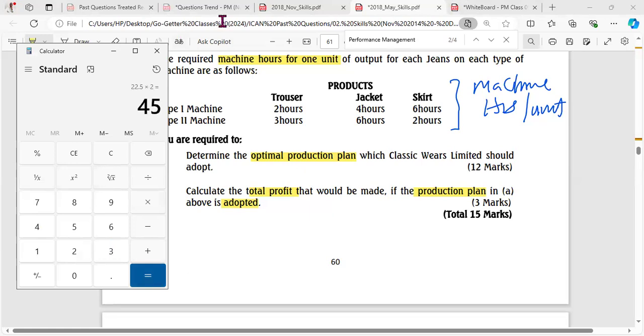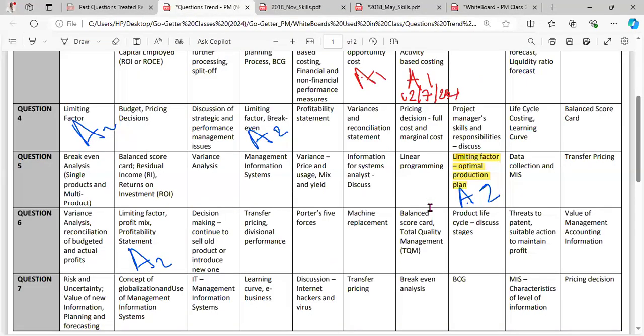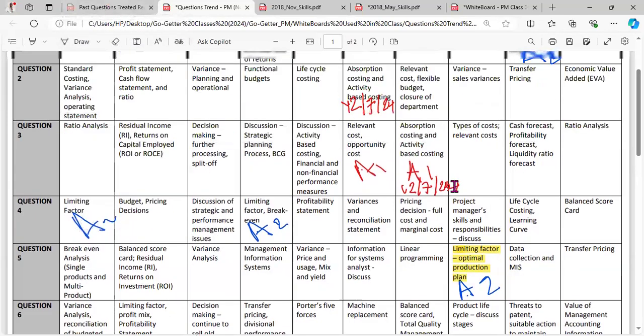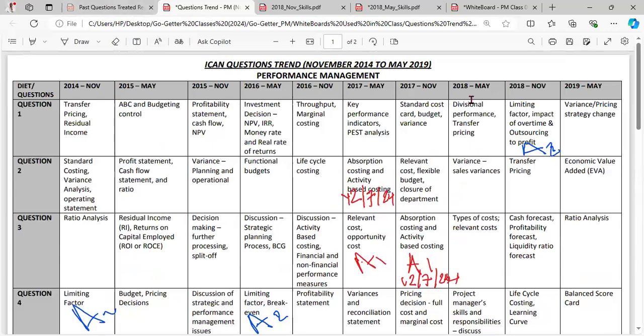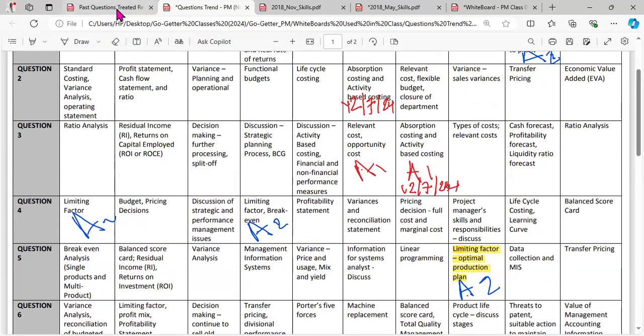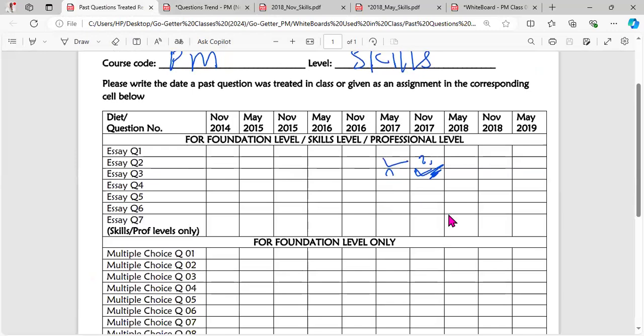Okay, so we've done the first question on limiting factor. Let's look at another assignment that I gave to you. So let's edit our book here. May 2018 question 5 has been treated.